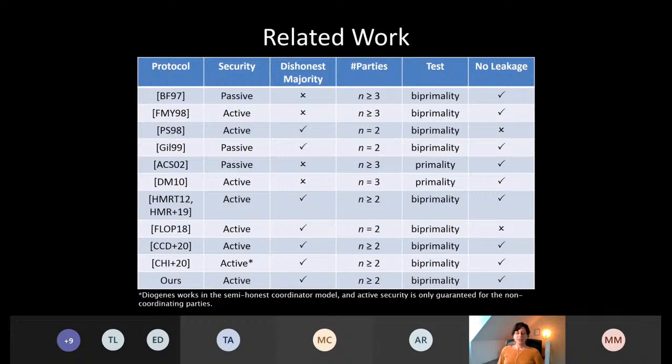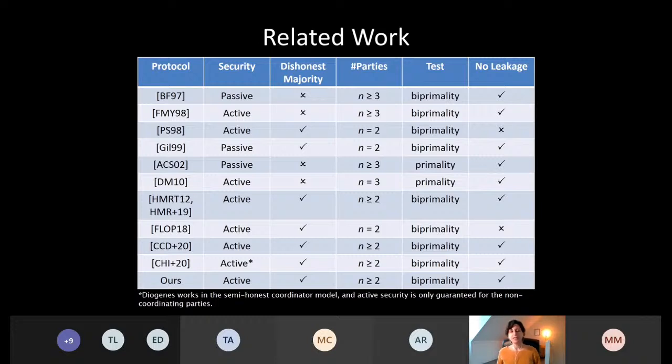As I mentioned already, the first solution to the problem dates back to 1997, where Boneh and Franklin devised a passive protocol in the dishonest majority setting for three or more parties. And this is based on biprimality testing. We see in the table several related works, and regarding the type of testing, we see two exceptions that do primality testing, while the rest of the works do it based on biprimality.